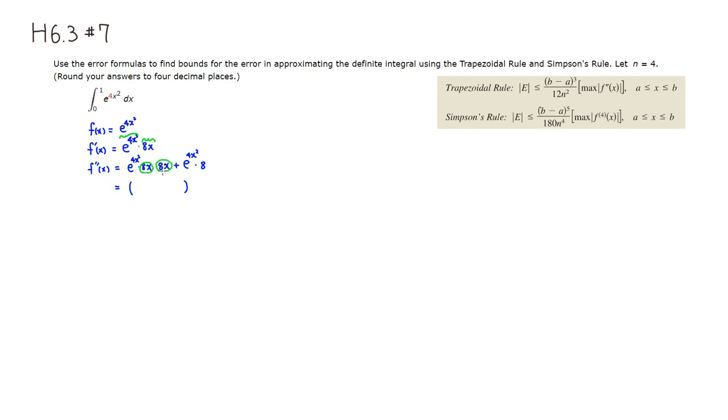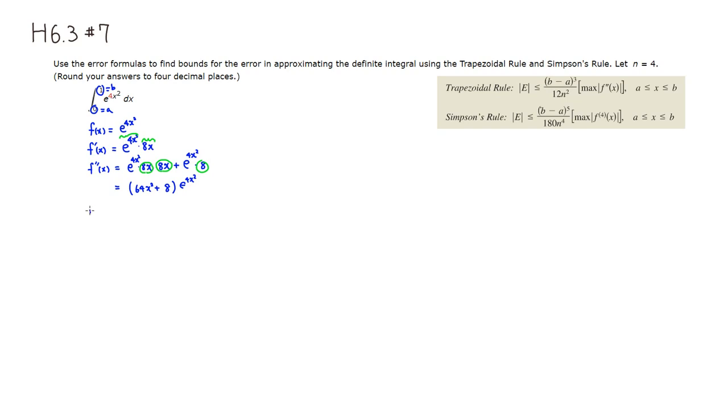So this simplifies to 8x times 8x, so that's 64x squared, plus 8. Both of them have e to the 4x squared. Then we're trying to find the largest possible value over the interval. You can see that a is 0 and b is 1.